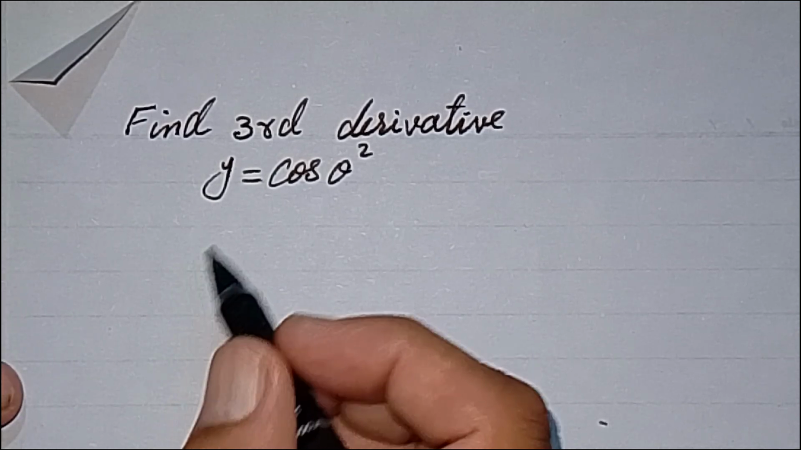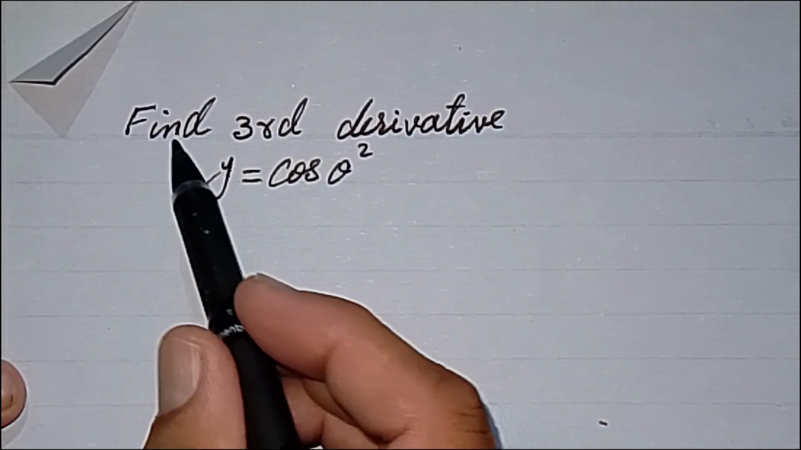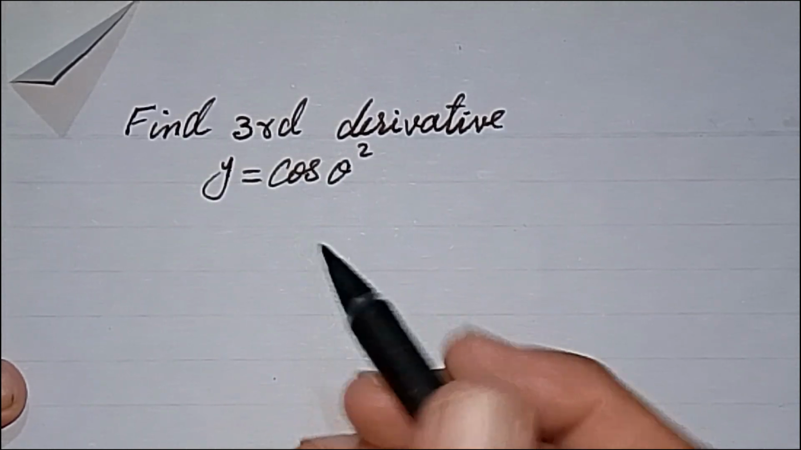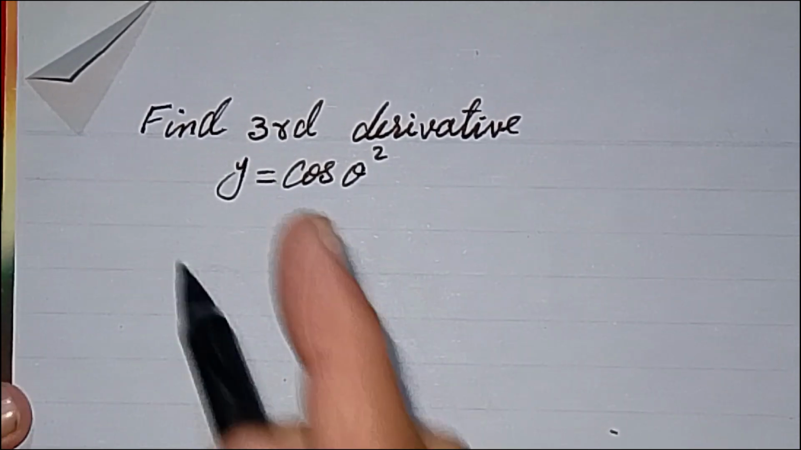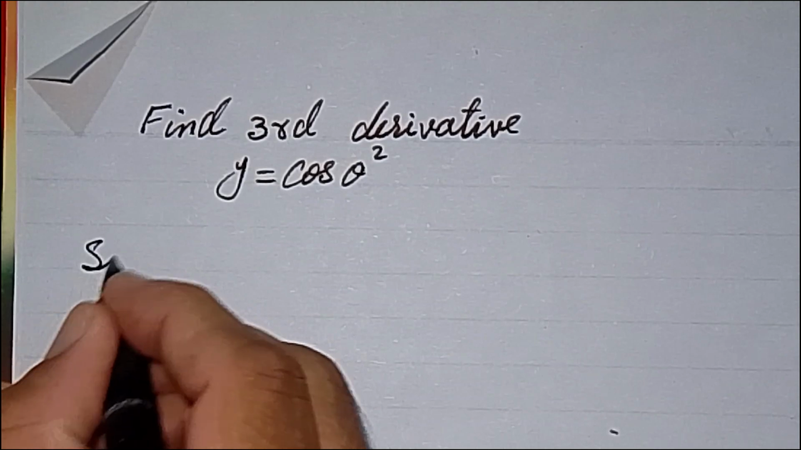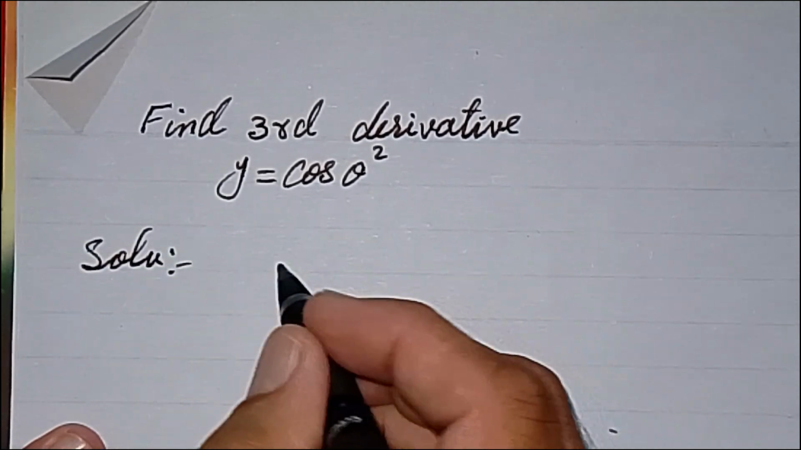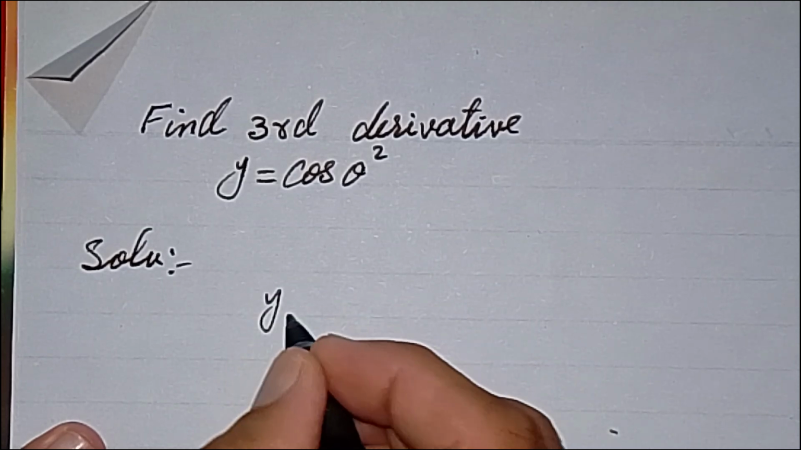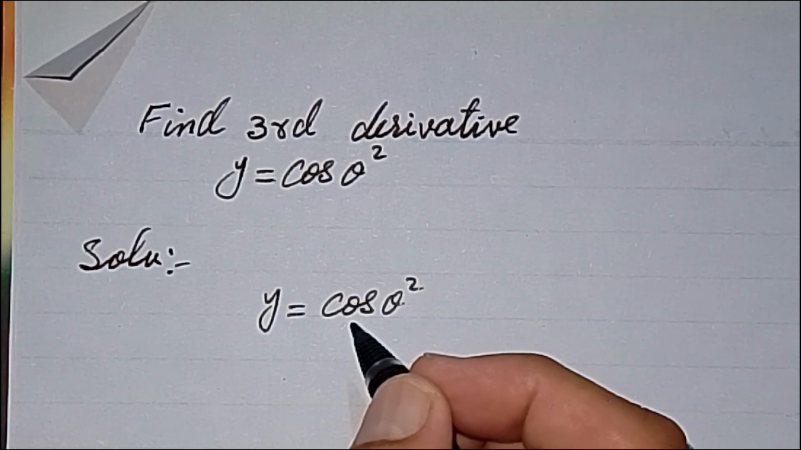Thanks. Today the question is y is equal to cos theta square. We have to find the third derivative. Solution. y is equal to cos theta square.